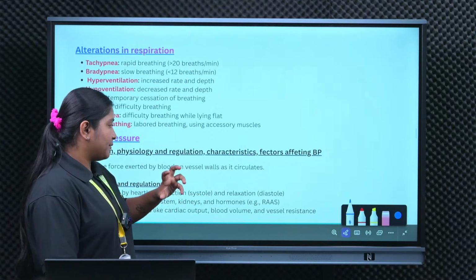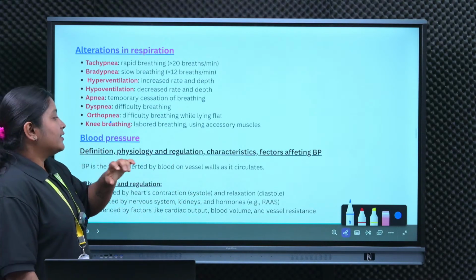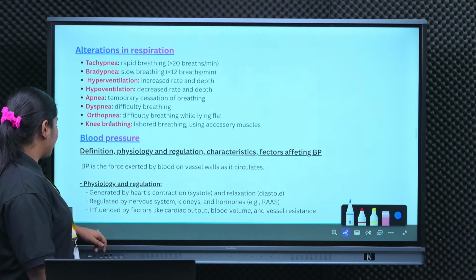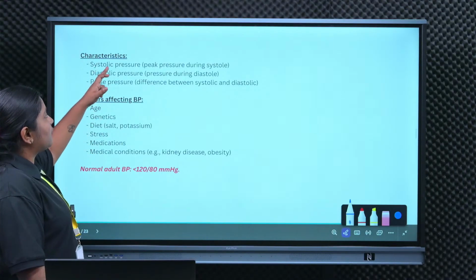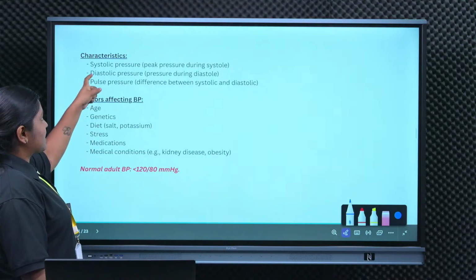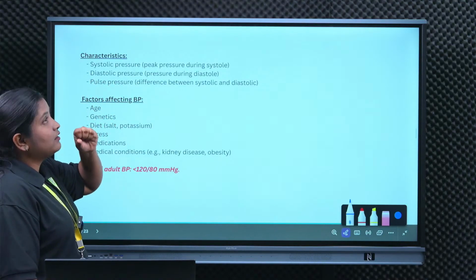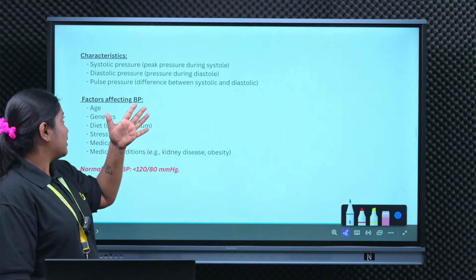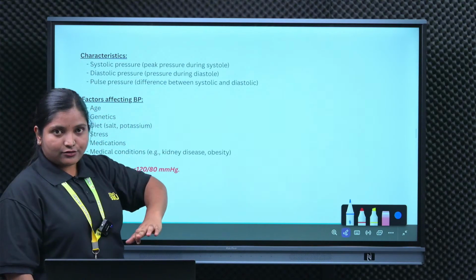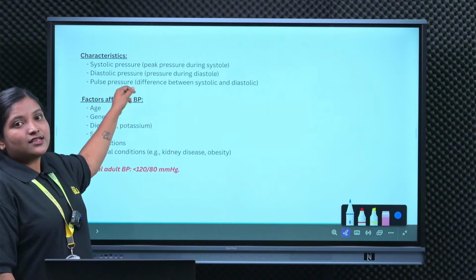Contraction means systolic. Then relaxation means diastole. So now we can see that the systolic pressure means peak pressure during the contraction. The next one is diastolic pressure, which means the pressure when the heart is relaxing. Then the difference between the systolic and the diastolic, we will call it the pulse pressure.